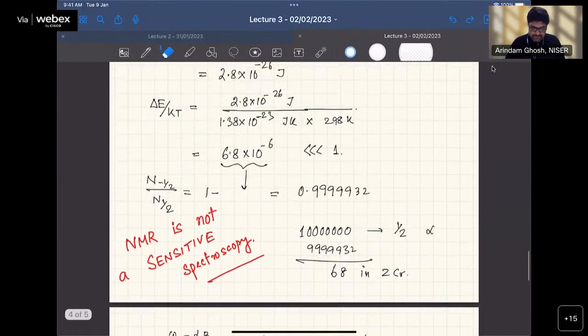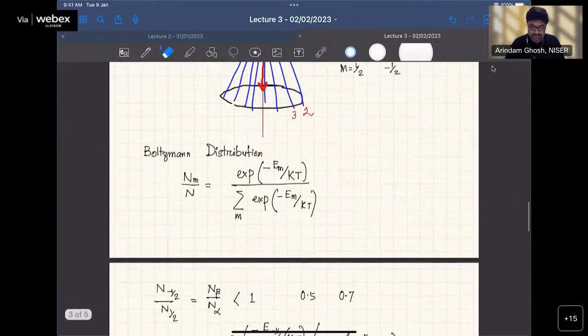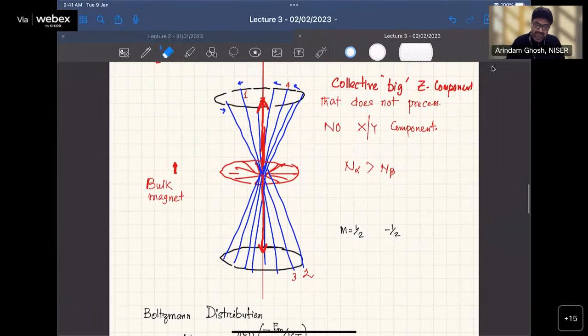The problem is that it is not sensitive. That is problem number one. Fine, but even then, if we accept this particular bulk magnet, which is a tiny bulk magnet we have got, 68 in 2 crore, correct? But for that bulk magnet, okay, fine, I have enough engineering skill, I can make a super sensitive coil. But this is a bulk magnet which is along the Z direction, it is not along the X or Y direction, it is not rotating at all. So if it is not rotating, then how can I even measure the rotation speed? Forget about chemical shift, I cannot do anything.